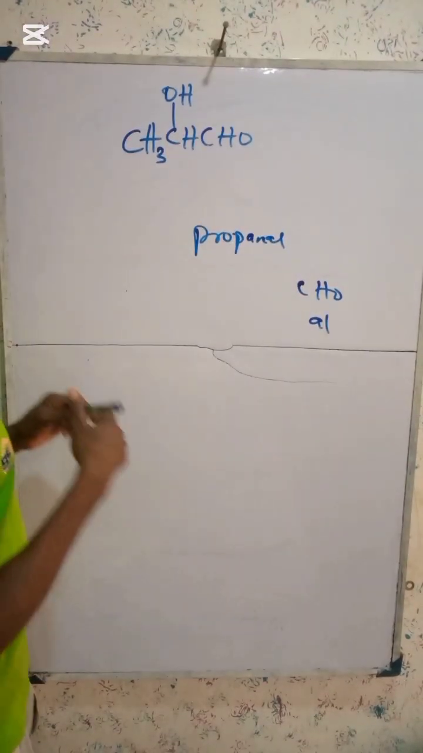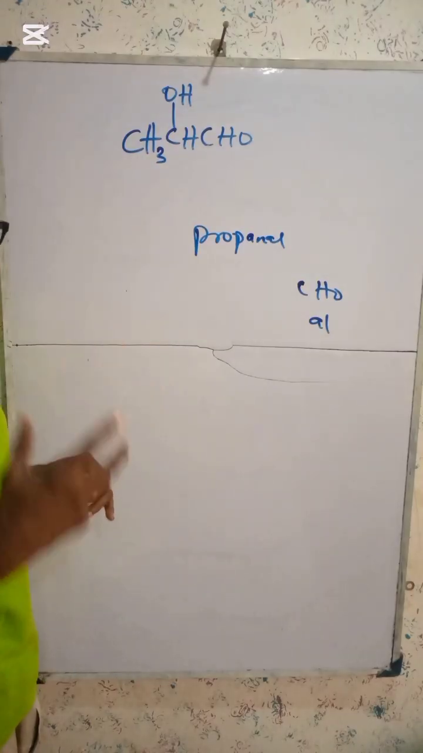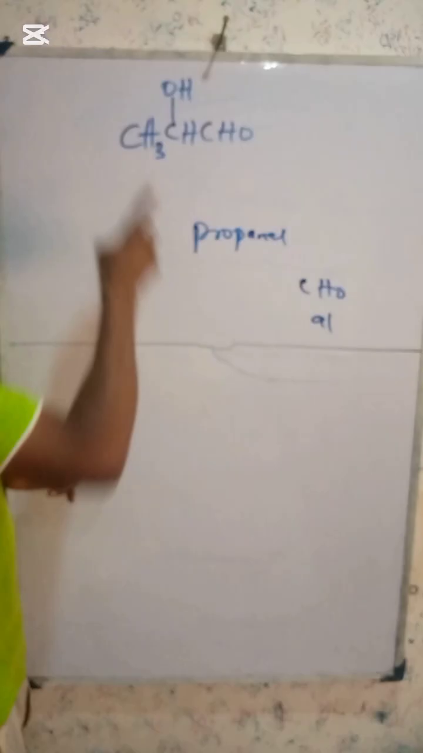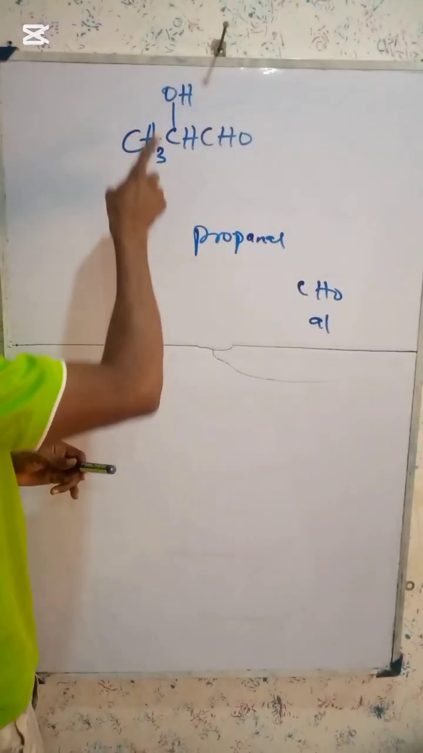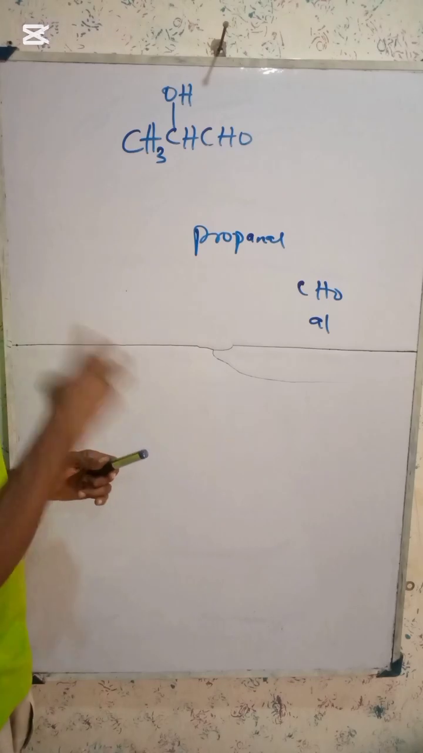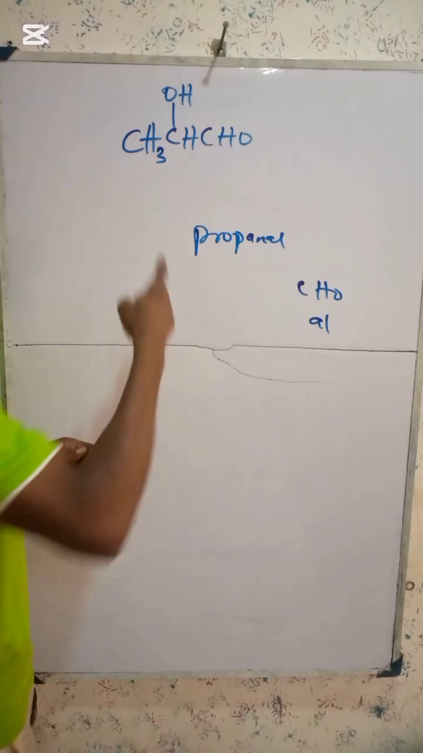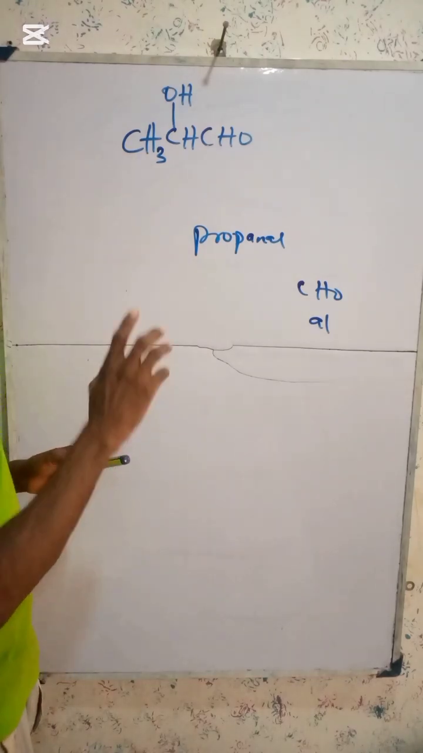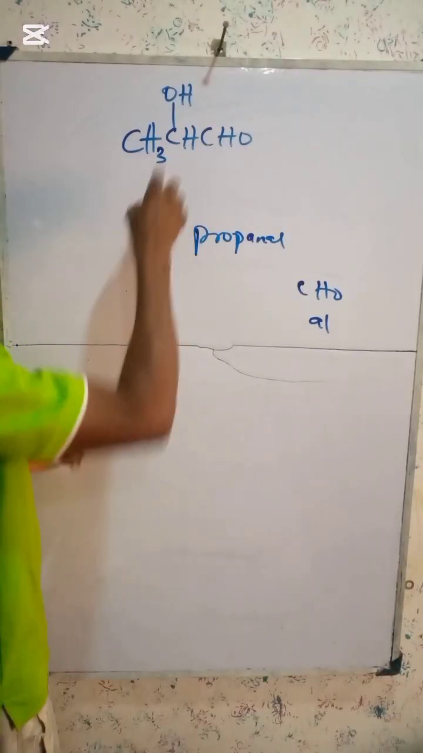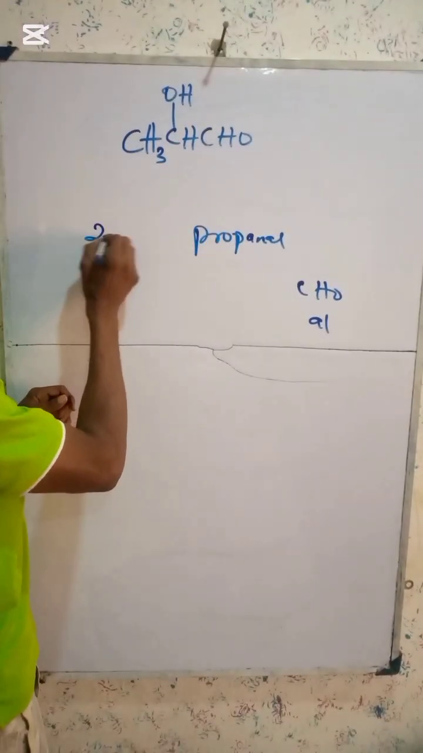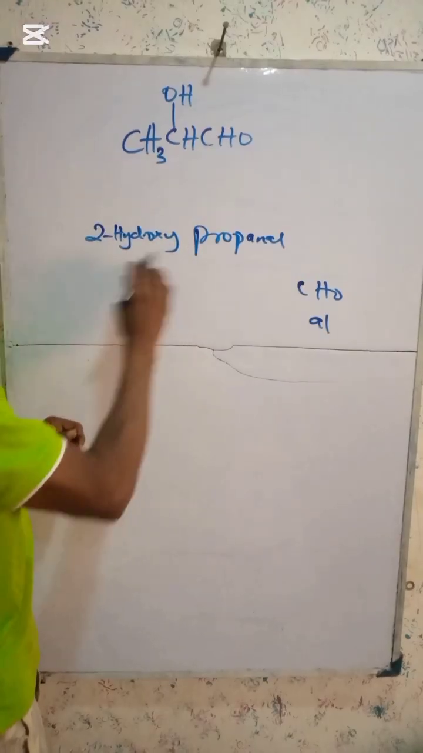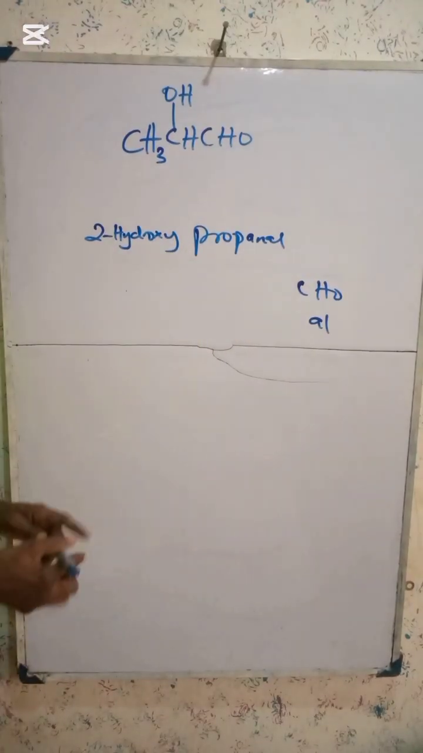Propanal. Now let's look at the subsequent group hanging on the straight chain, which is OH. OH is called the hydroxyl as a prefix. Now, which position is it hanging? 1, 2. It's on the second one. So we say 2-hydroxypropanal. That is the answer.